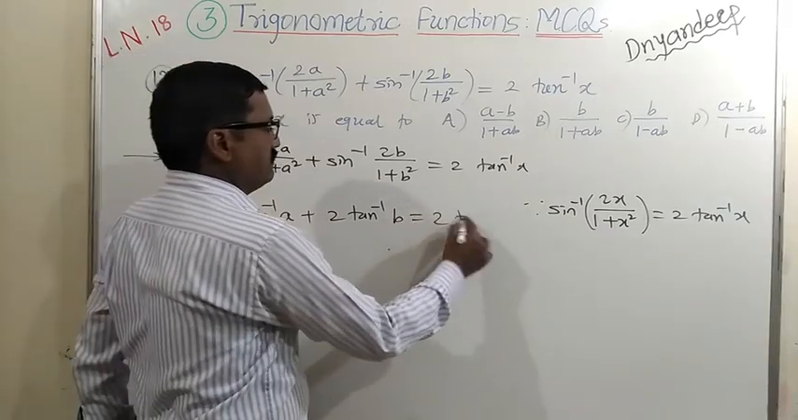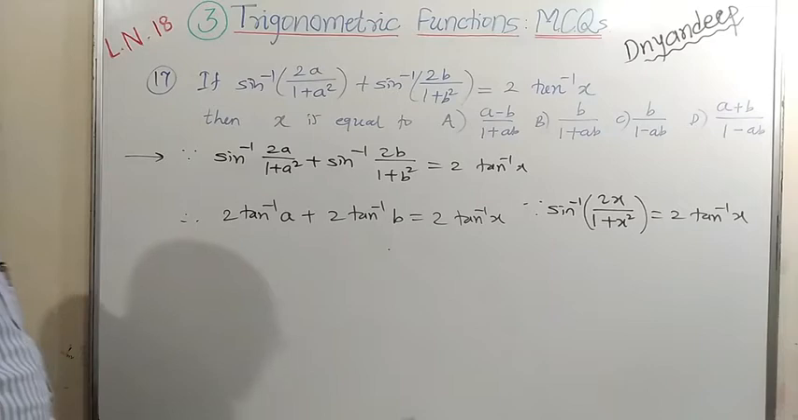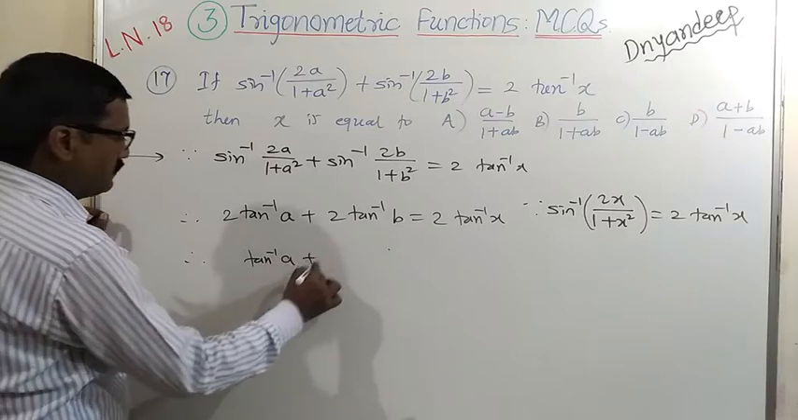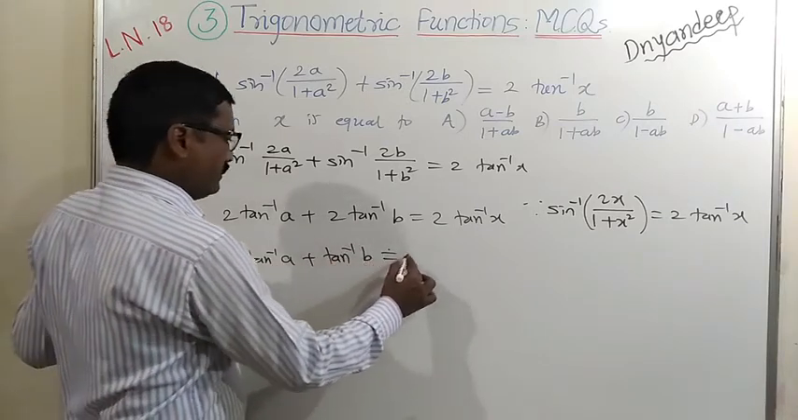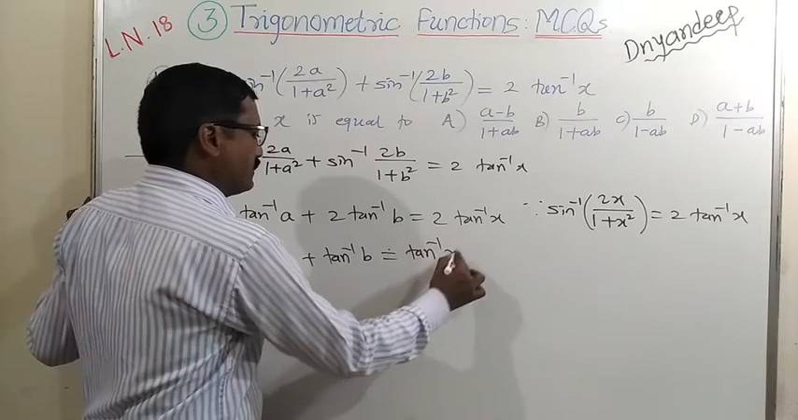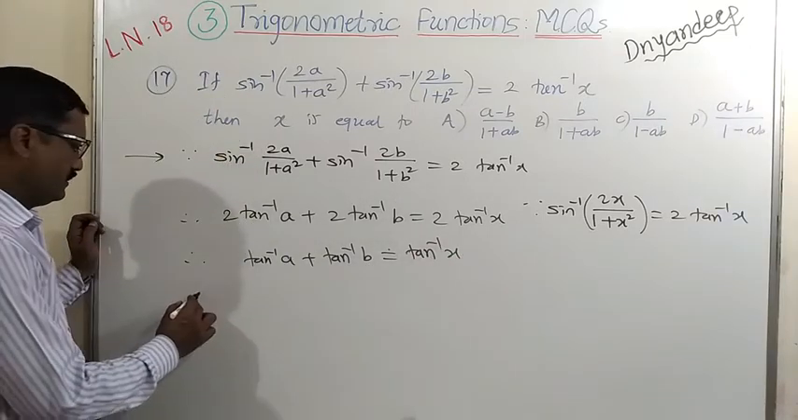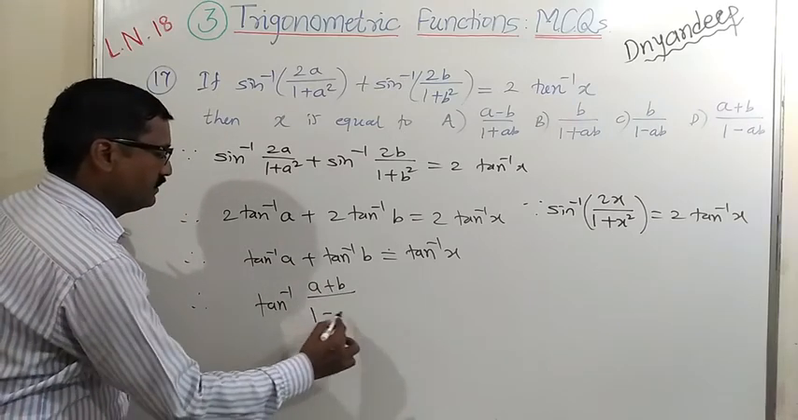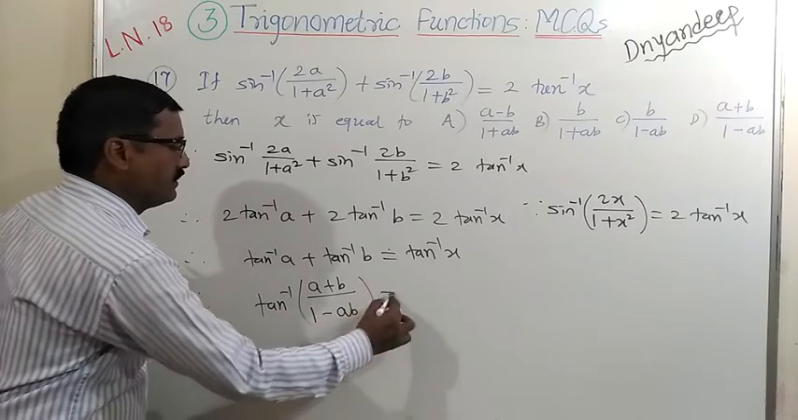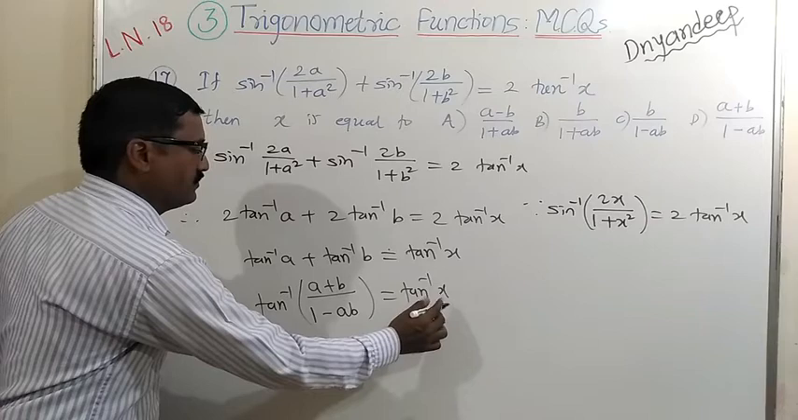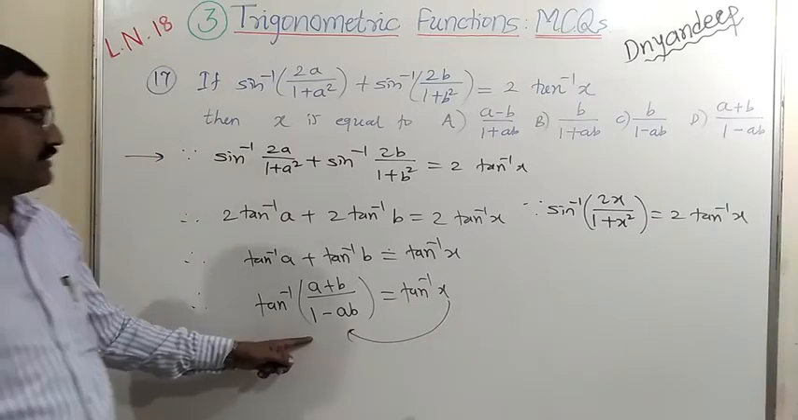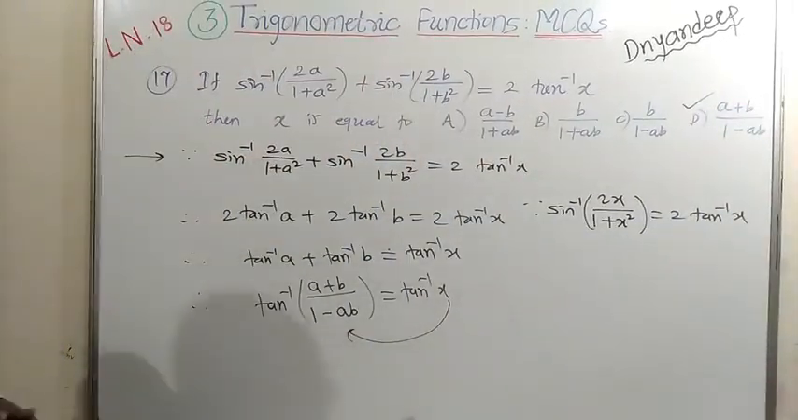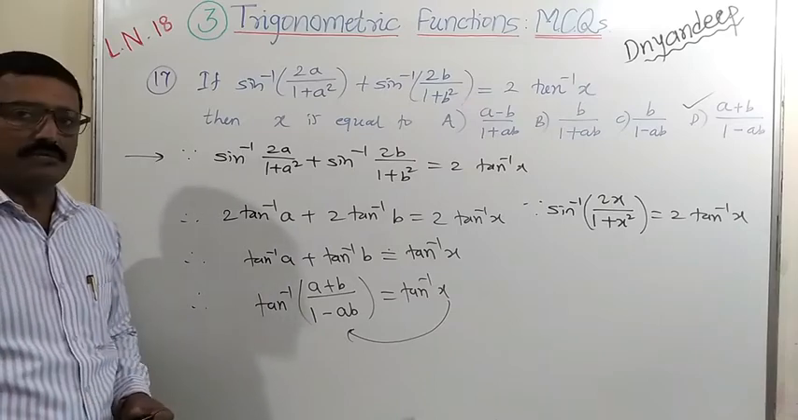It is equal to, right hand side is given, 2 tan inverse of x. Cancel 2 from each term. Therefore, tan inverse of a plus tan inverse of b is equal to tan inverse of x. Now tan inverse of a plus tan inverse of b will be tan inverse of a plus b upon 1 minus ab, and it is equal to tan inverse of x. Therefore, x is equal to a plus b upon 1 minus ab. So option D is correct, a plus b upon 1 minus ab. Okay, this one is also very simple.